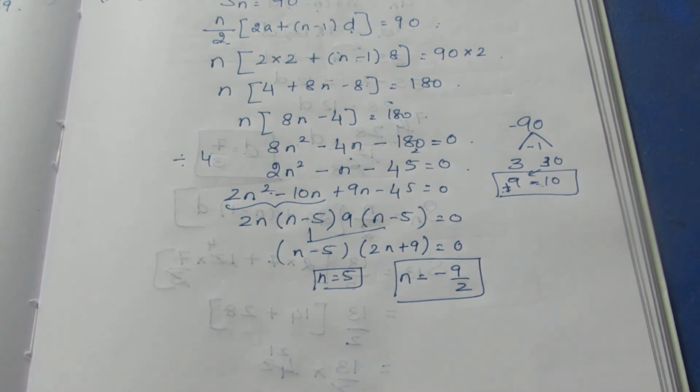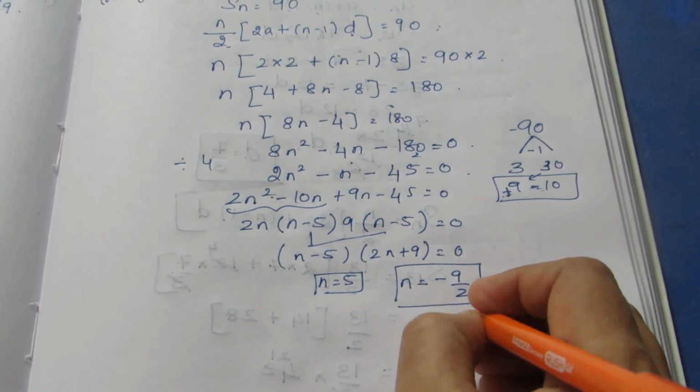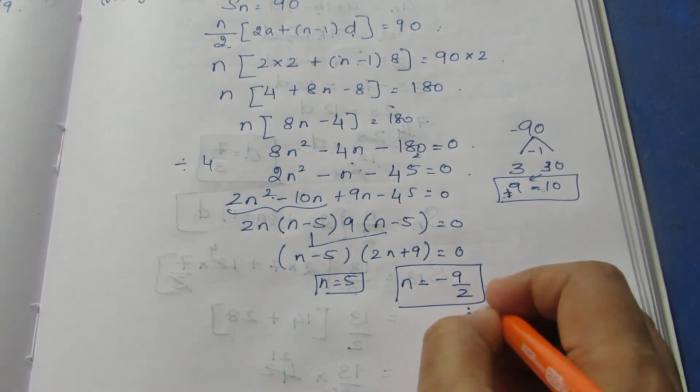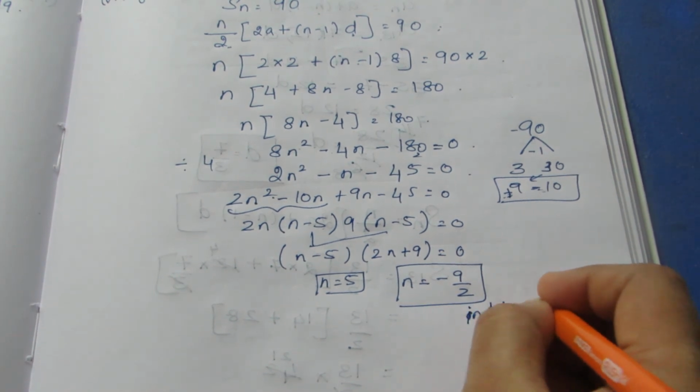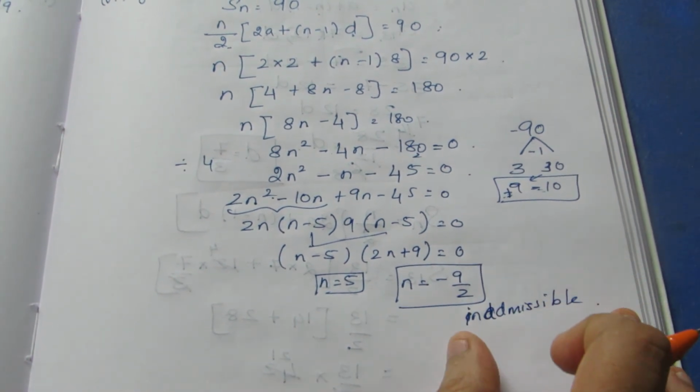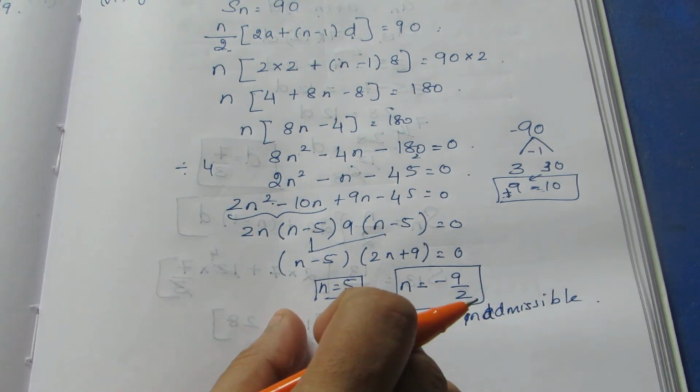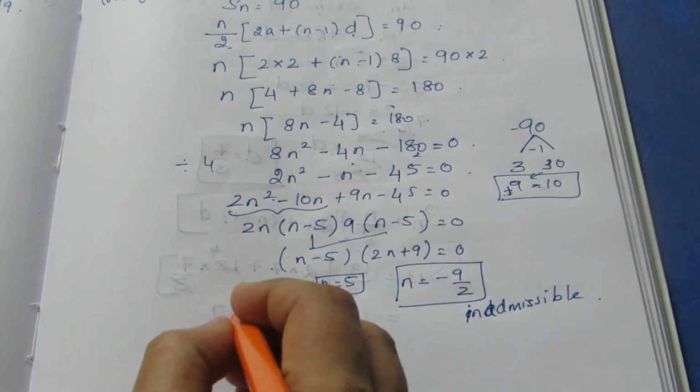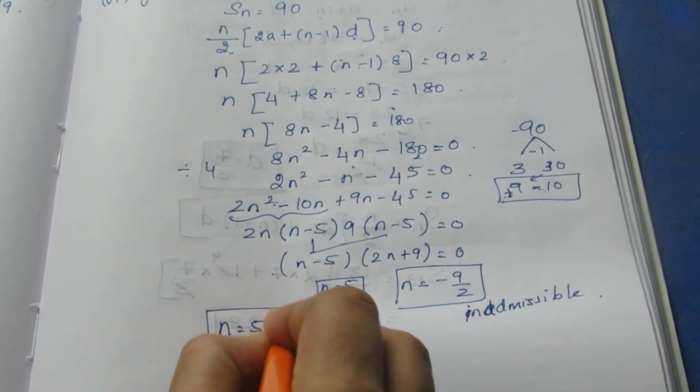Now we have n value as 5 and minus 9 by 2. N value cannot be negative and cannot be a fraction, so I can't take n as negative. So this is inadmissible. So I need to leave this. I can take n to be 5. So they ask for n, my n will be equal to 5.